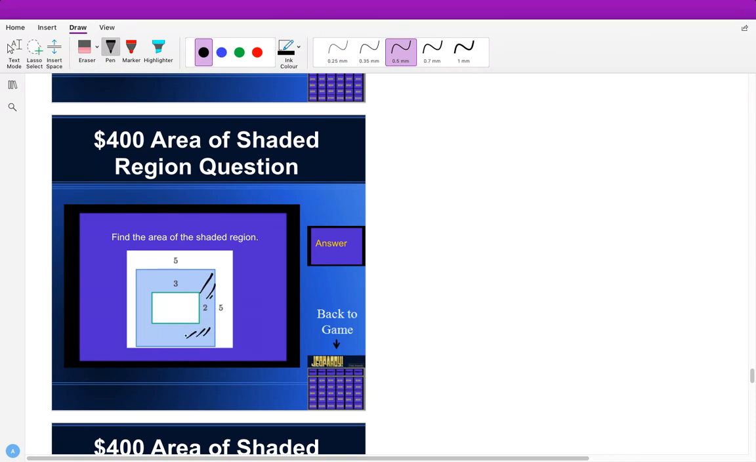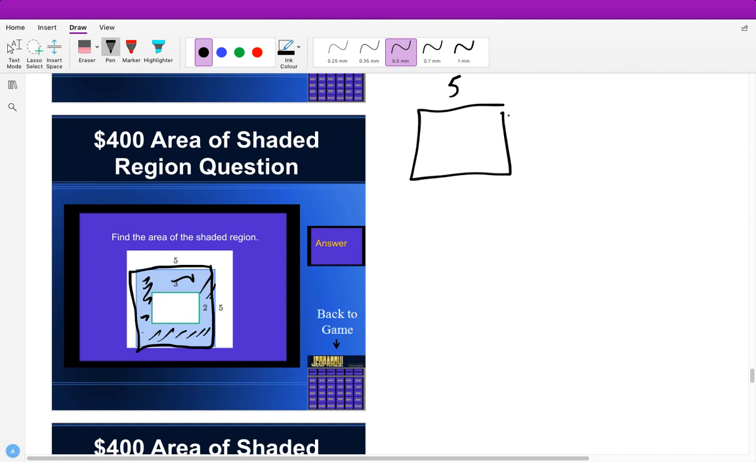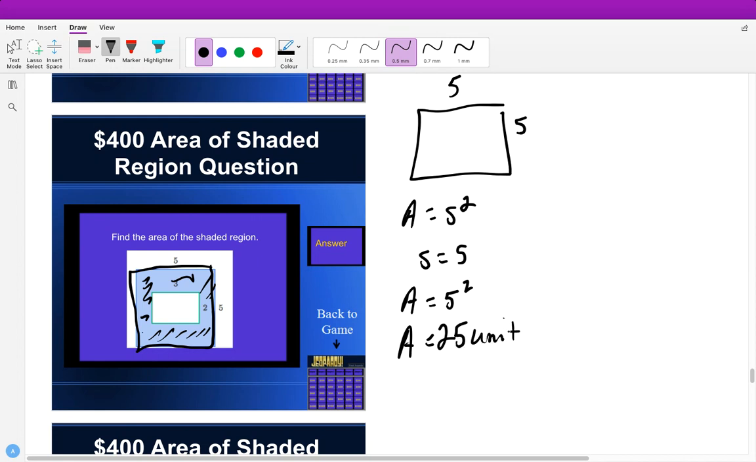So that's just in between these 2 here. So the first thing I'm going to do is look at this entire rectangle, or in this case a square, and I see that my sides are 5 and 5, so area is equal to s squared. My side is equal to 5, so area is equal to 5 squared, which in this case is 25 units squared. And then I'm going to solve for the area of this inner part, because this is not actually included in it. So I need to get rid of this from our main figure.